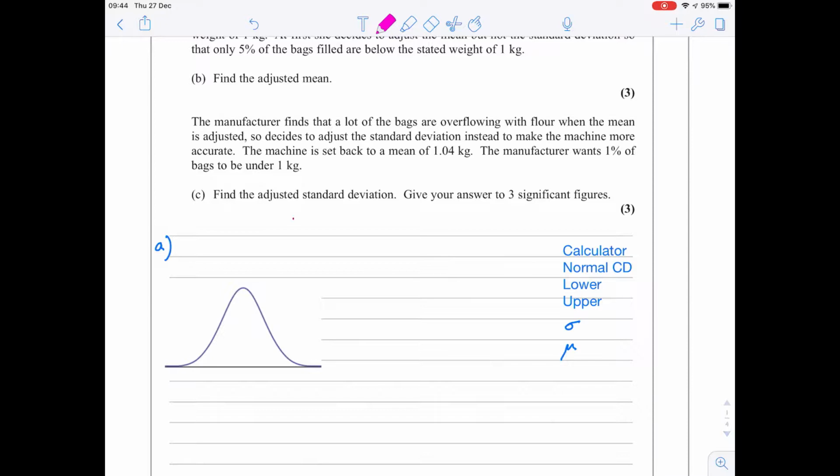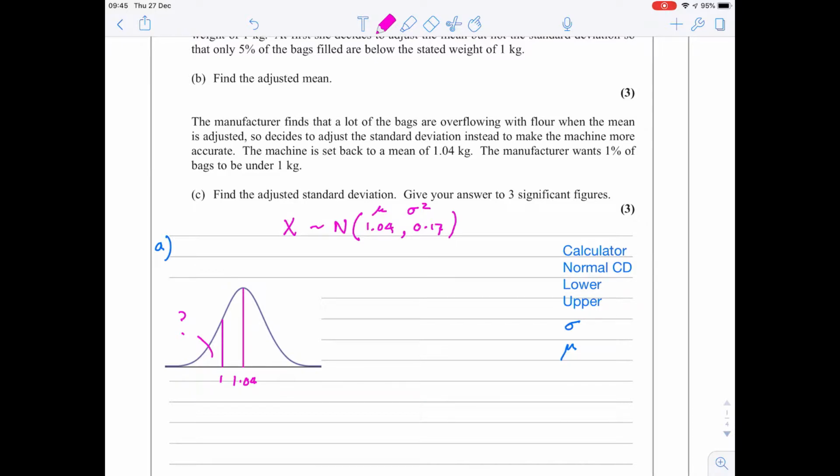So here we're working with the distribution that is normal with mean 1.04 and standard deviation 0.17. And we're interested in the proportion of bags that weigh less than 1 kilogram. So there's the mean 1.04 and there's 1 kilogram, and we're interested in what proportion are in there.